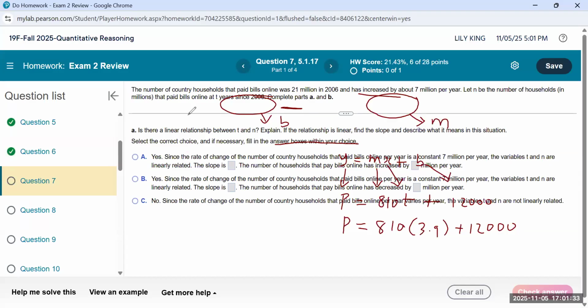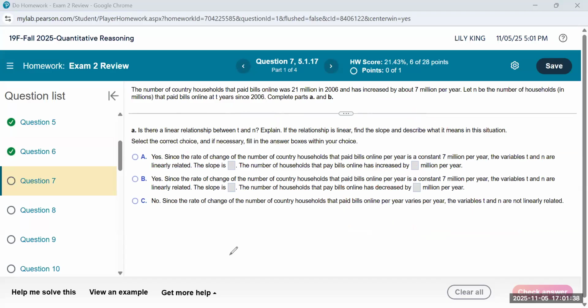Next is question 7. The number of country households that paid bills online was 21 million in 2006 and has increased by about 7 million per year. Let N be the number of households that paid bills online at T years since 2006. We want to complete parts A and B. Now, is there a linear relationship between T and N? So here we are saying yes, and we have two of the yeses. We need to figure out which one is the right one.